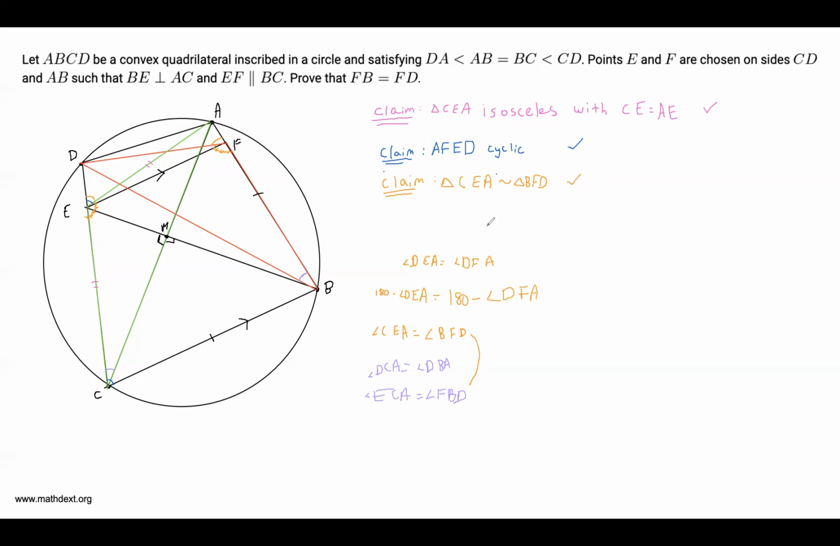However, if triangle CEA and triangle BFD are similar and triangle CEA is isosceles, triangle BFD must be isosceles as well. So we can write this as CEA isosceles, so BFD isosceles as well. And in particular, since CE equals AE, then FB equals FD.